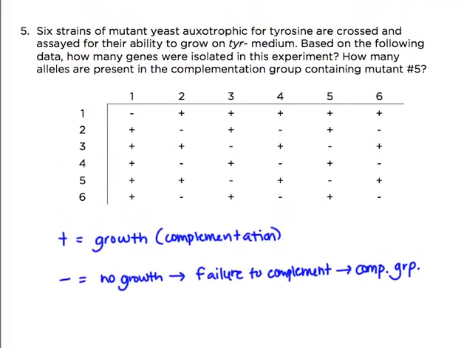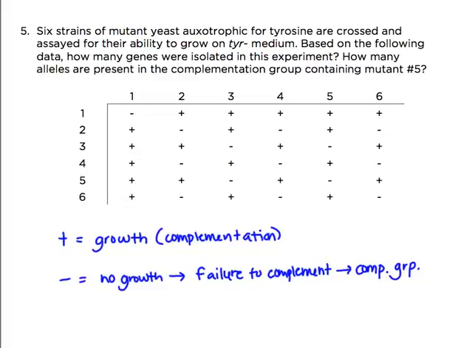Okay, so first let's look at mutation 1. Remember that when you're looking down diagonally, you're always going to see no growth, because if you're crossing a mutant 1 with another mutant 1, that means they have the same mutation and they won't be able to complement and grow. So you're always going to see any mutant crossed with itself is going to fail to complement. So let me erase that real quick.